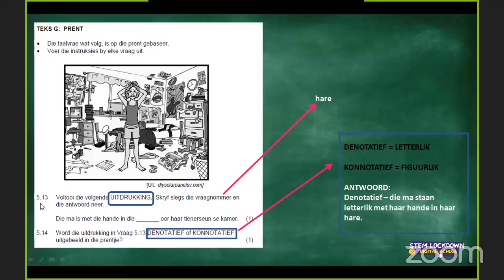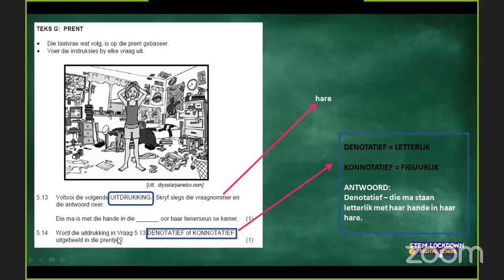So 5.13 sê, voltooi die volgende uitdrukking, complete the following expression, skryf slegs die vraagnommer en antwoordnommer. Die ma is met die hande in die oor haar tienerseun se kamer. So the mom is standing there with her hands in her hare. Okay, in her hair. This is a vocab-related question. So wat noem mens dit? Dit is hare.